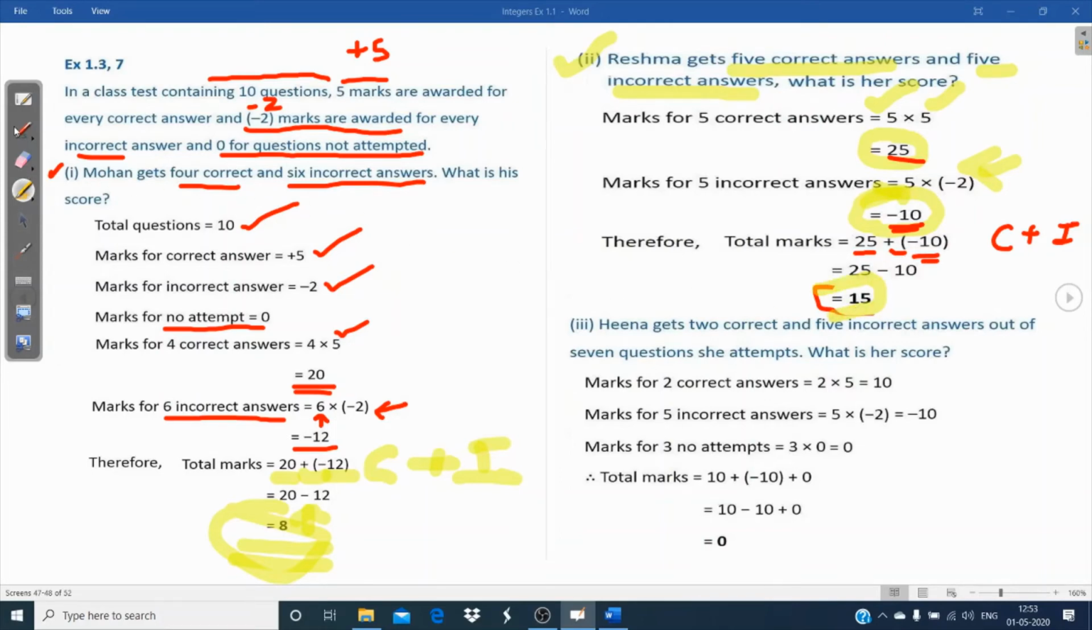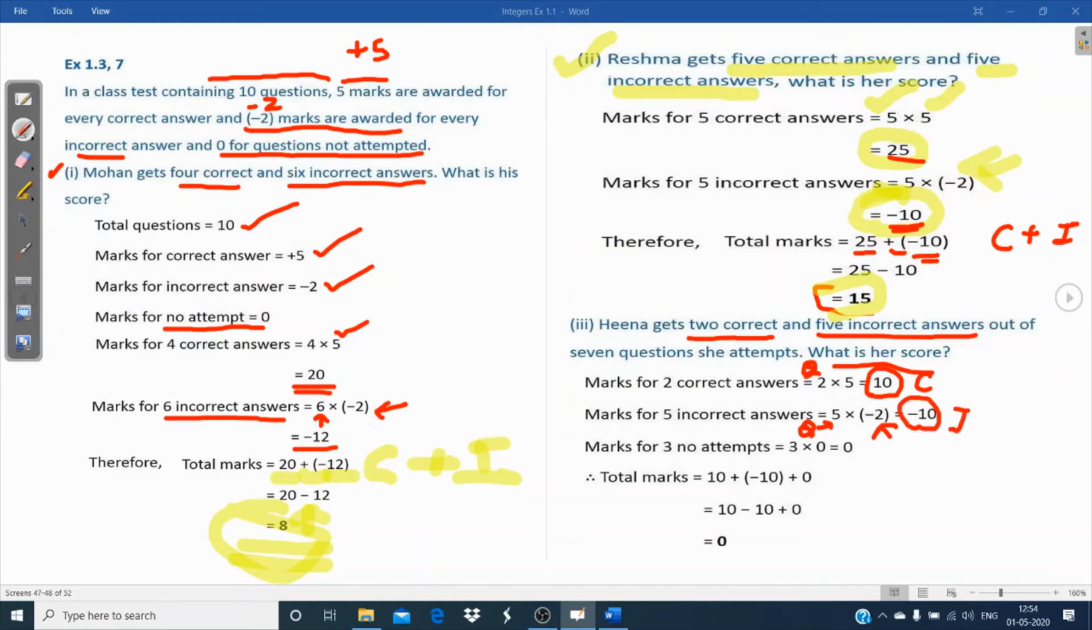Now the third part of the question: Hina got 2 correct and 5 incorrect answers out of 7 questions she attempted. What is her score? So how many correct? 2 questions are correct. So out of these 2 questions, every question having 5 marks, 2 fives are 10. So 10 marks for correct questions. Now 5 incorrect questions also. So total incorrect questions are 5. For every question minus 2 marks. So 5 twos are 10, and minus 10.